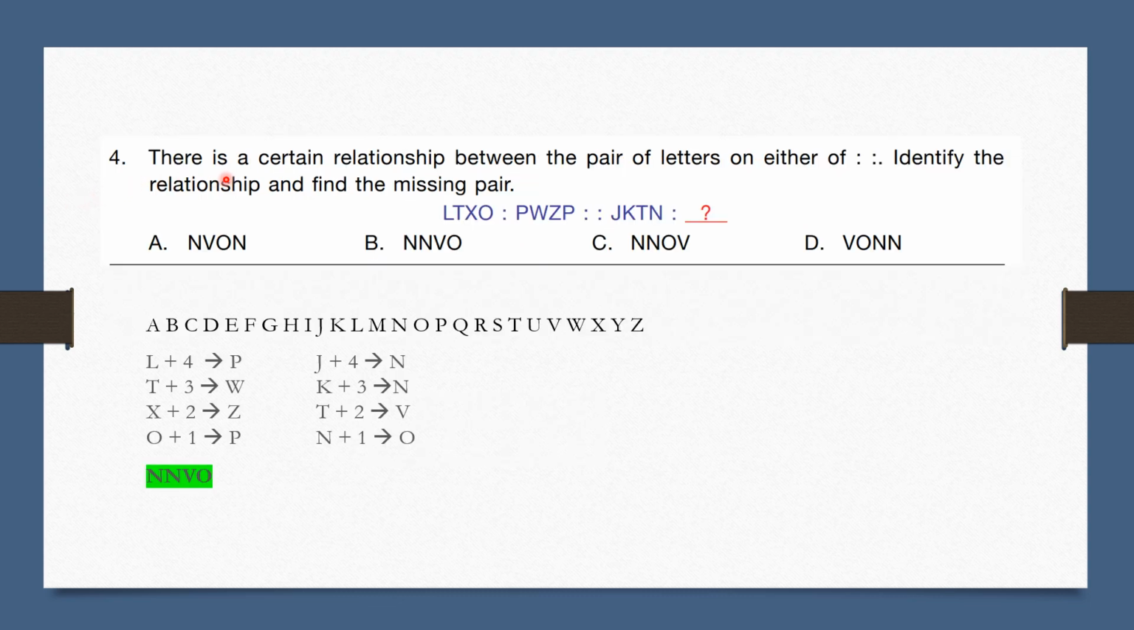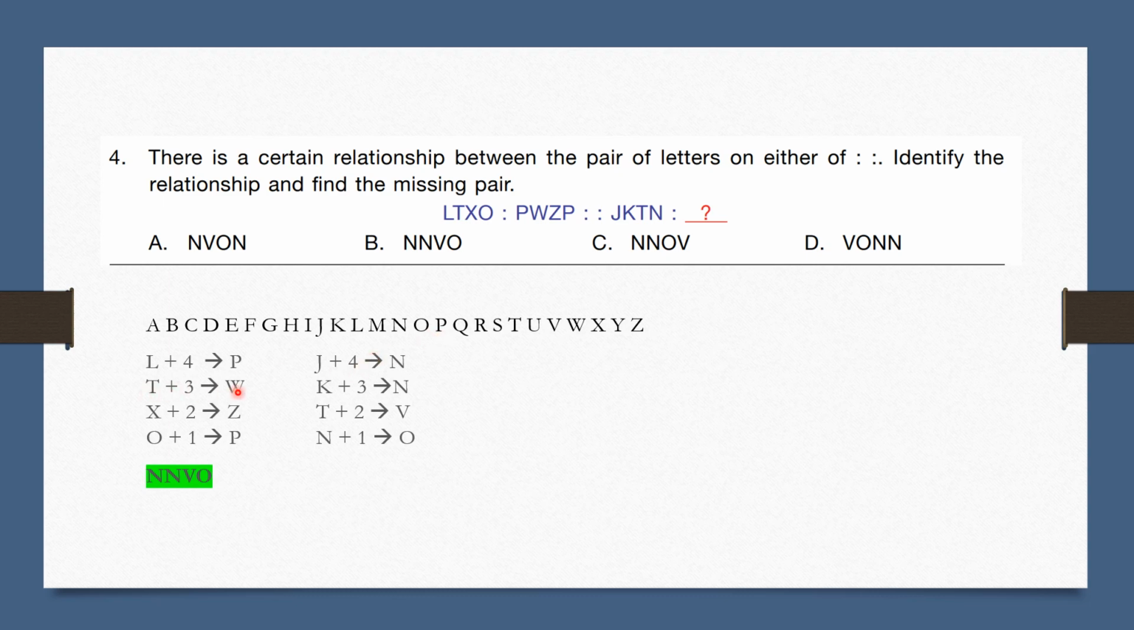Question number 4. There is a certain relationship between the pair of letters on either side of double colon. Identify the relationship and find the missing pair. So we have to find the relationship between the left hand side and we have to apply the same relationship on the right hand side. So let's see here. L and P have a gap of 4. So L, M, N, O, P. So plus 4 equals to P.